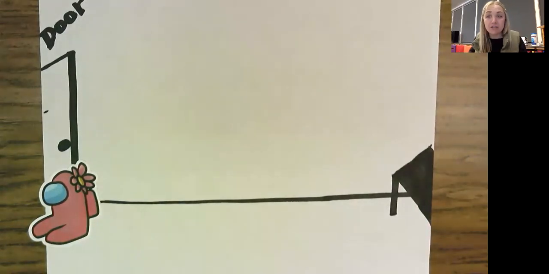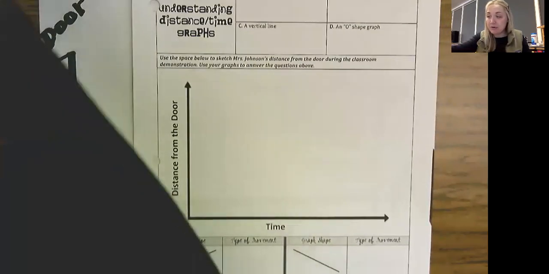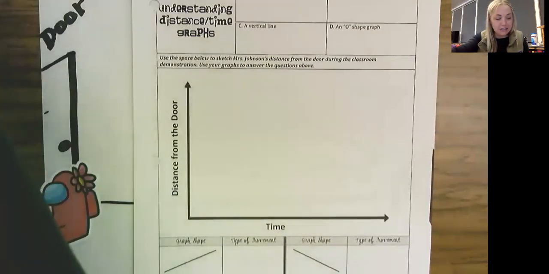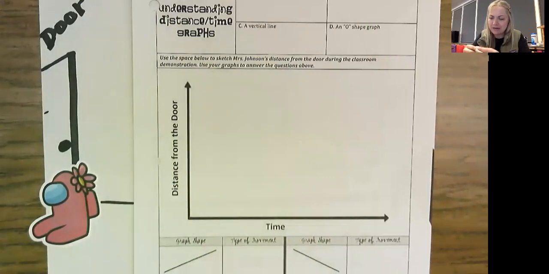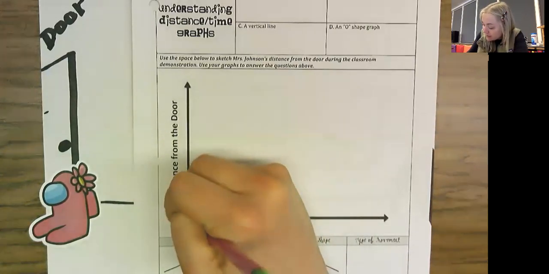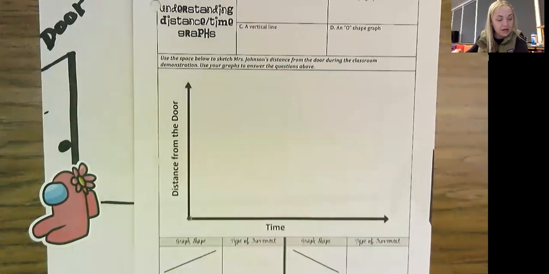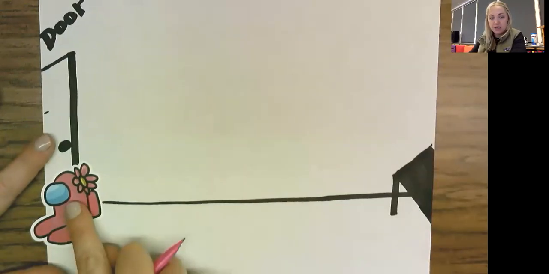So I want you to watch the first thing that I do. First of all, where do I begin? That's me, remember? And I'm at the door. So on my graph, I am going to begin by drawing my dot with me, Mrs. Johnson. I would use a pencil right now if I were you, at the door. Now, if I'm starting at the door, you better draw a dot starting me at the door.